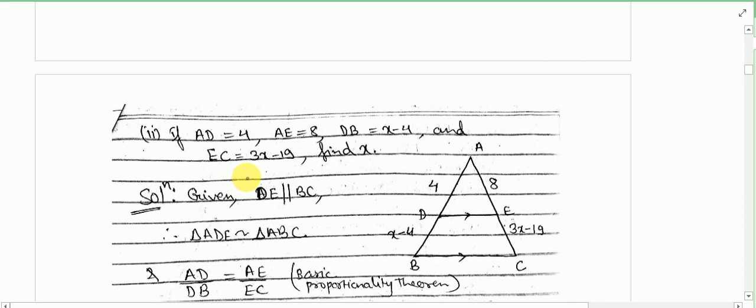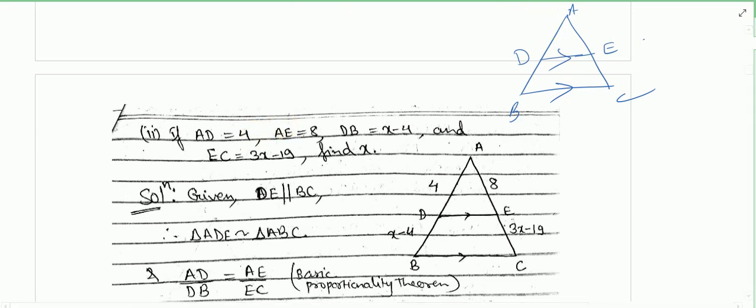Now see the second sub question. For the second one, same thing. You have a triangle ABC and DE which is parallel to BC. Okay, and for this question AD is given to you. AD is given as 4. AE is given as 8, and DB is x minus 4, and EC is given as 3x minus 19.